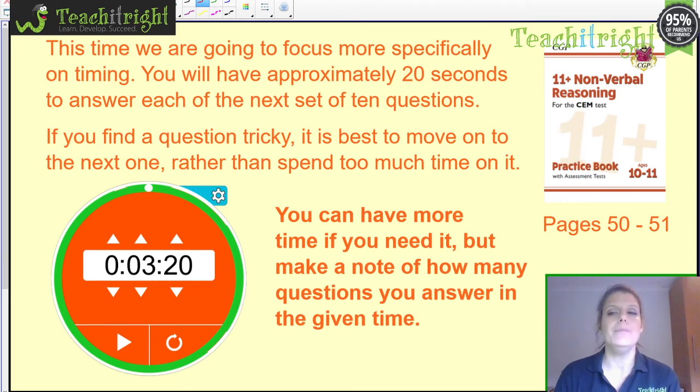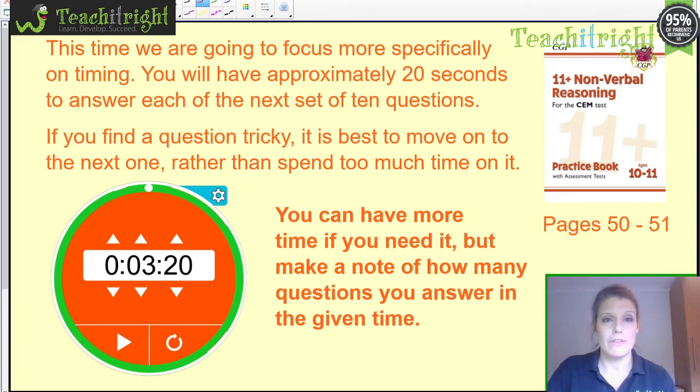Okay, this time for pages 50 to 51, you're going to focus more specifically on timing. You're going to have approximately 20 seconds to answer each of the next set of 10 questions. If you find a question tricky, it is best to move on to the next one rather than spend too much time on it. So what I'm going to do now is leave the video running with the timer on, and I want you to try and complete these 10 questions in that time period.